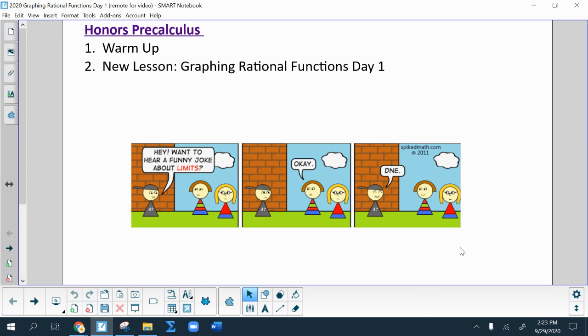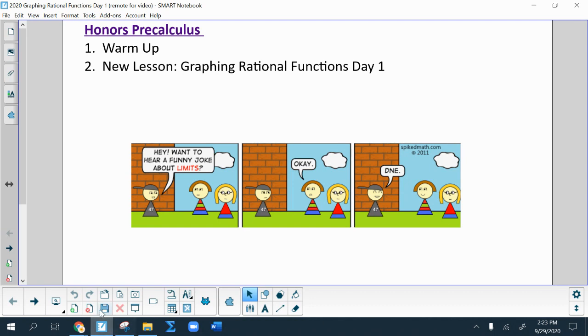Today's focus is on graphing rational functions. We're going to spend a couple of days on this topic, so make sure you're taking good notes on it because it is a little bit tricky. And then make sure you ask questions or you send us an email or put questions in the document to help get them answered as soon as possible.